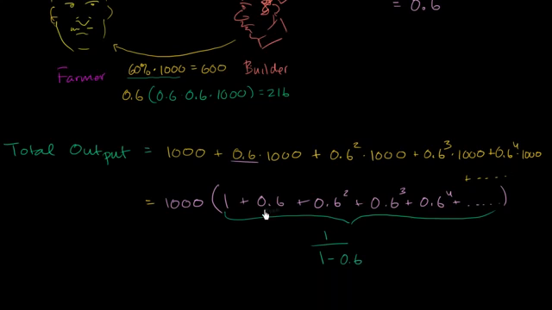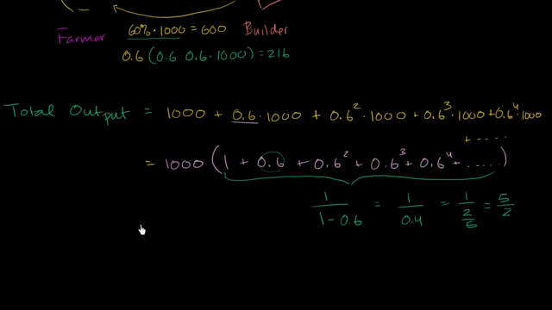So in this case, this would be equal to 1 over 0.4. And 0.4 is 2/5, so this is equal to 1 over 2/5, which is equal to 5/2. So your total output is going to be equal to 1,000 times 5/2, or this is the same thing as equal to 1,000 times 2.5, which is equal to 2,500.